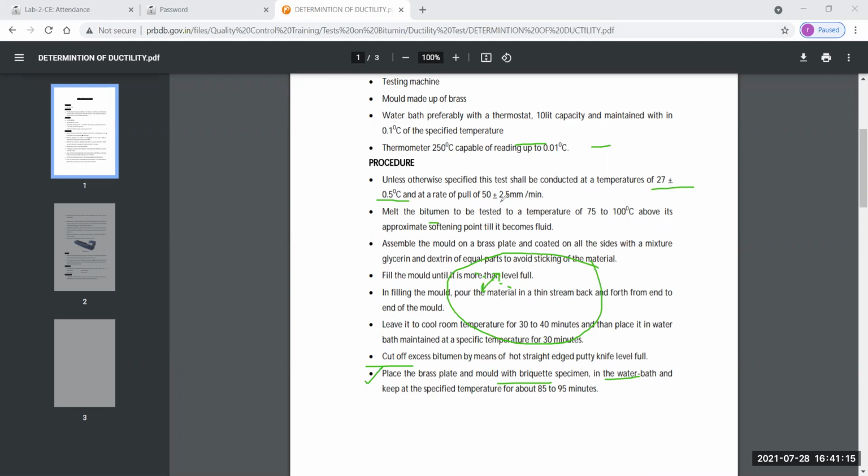Next, we leave the mold to cool at room temperature for 30 to 40 minutes and then place it in a water bath maintained at a specified temperature for 35 minutes. Then cut off excess bitumen by means of a hot, straight-edged putty knife until level full. Now place the brass plate and mold with briquette specimen in the water bath and keep at a specified temperature for about 85 to 95 minutes.